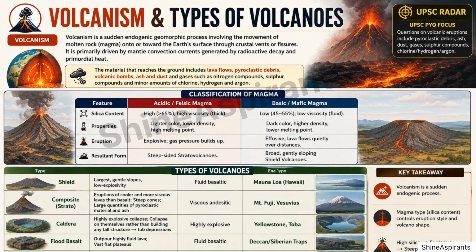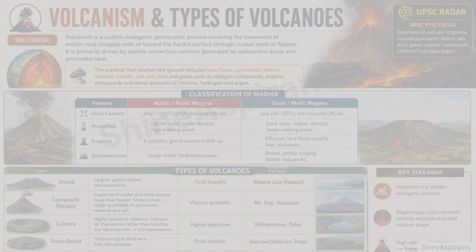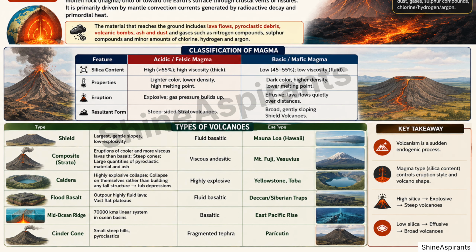Now let's look at the major types of volcanoes. The first type is the shield volcano. These are the largest volcanoes on Earth and are characterized by very gentle slopes. Since they are formed by highly fluid basaltic lava, the lava spreads over large distances before cooling. A classic example is Mauna Loa in Hawaii.